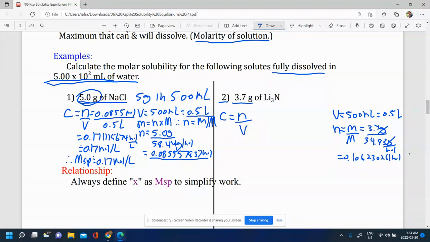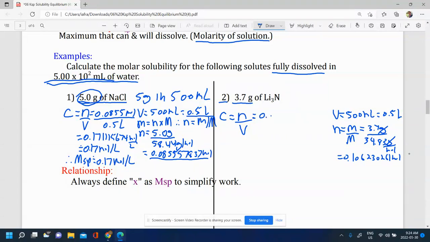0.106230261 moles. I always like to double check just to make sure I didn't make a mistake with the molar mass. So 3 times 6.94 plus 14.01 gives me 34.83. That's good. Then 3.7 divided by that gives me 0.106230261 moles. And now we can plug everything in here again. I'm not going to write every digit out again, but I keep it all in my calculator.